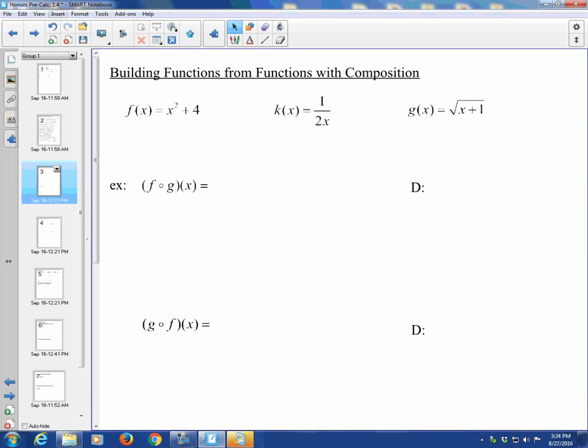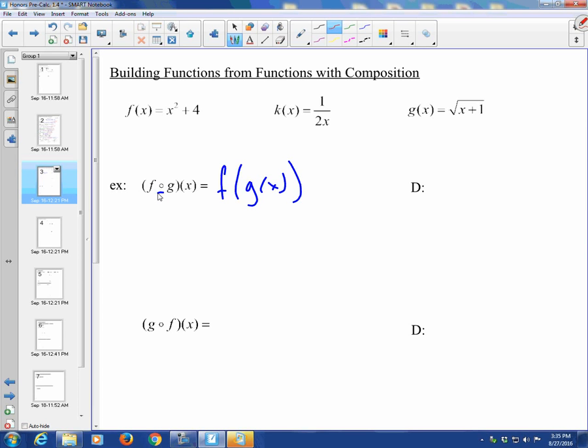So right here, we've got the notation for this. This is the f circle g of x, right? And right here, this is read as f of g of x. So that little circle means of. And when we're saying f of g of x, that means that f is taking g of x as its input, right?